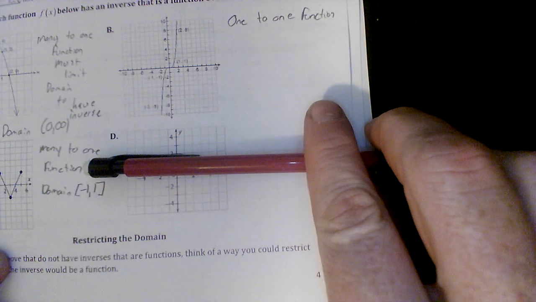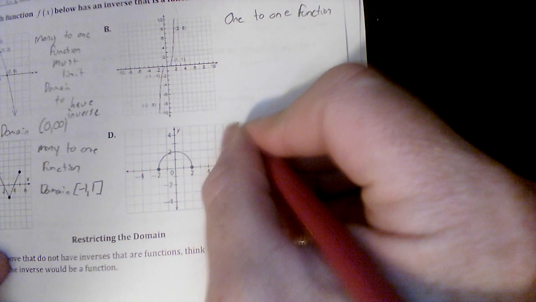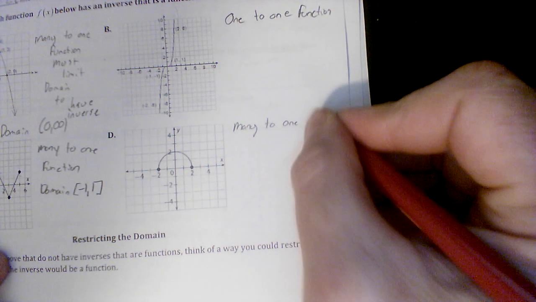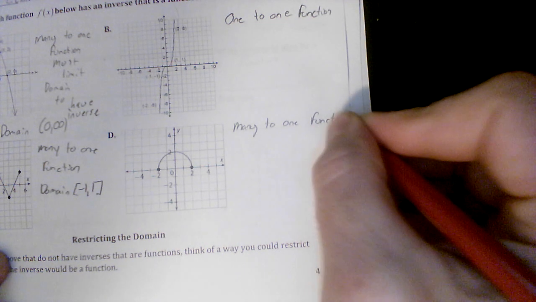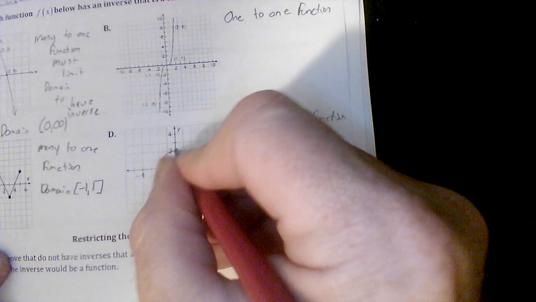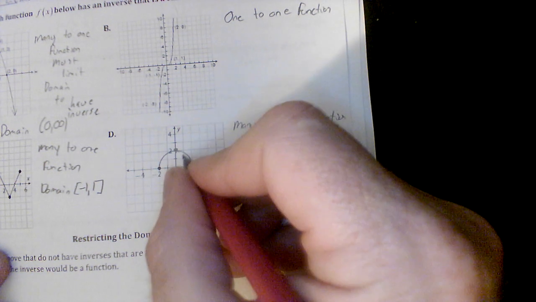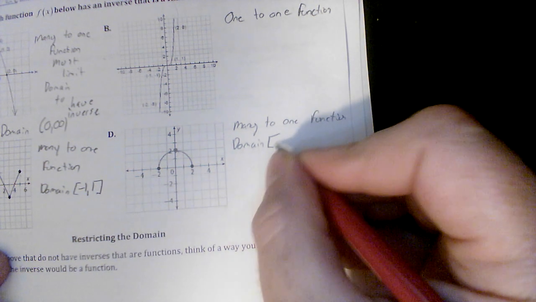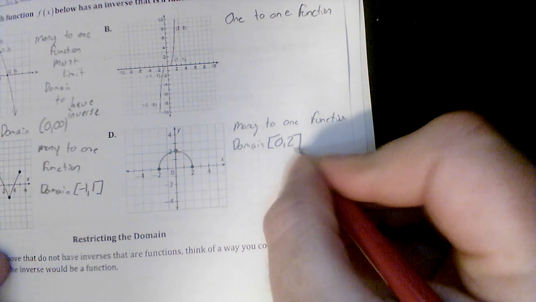This guy right here, look, it fails the horizontal line test right there, touches twice, so it's a many to one function, and we'd have to limit the domain. So let's go up to the top right here, and we're going to limit the domain from here to here. Could be either way, right? But we're going to limit the domain. New domain, we'd have to limit from 0 to 2. And that's it.